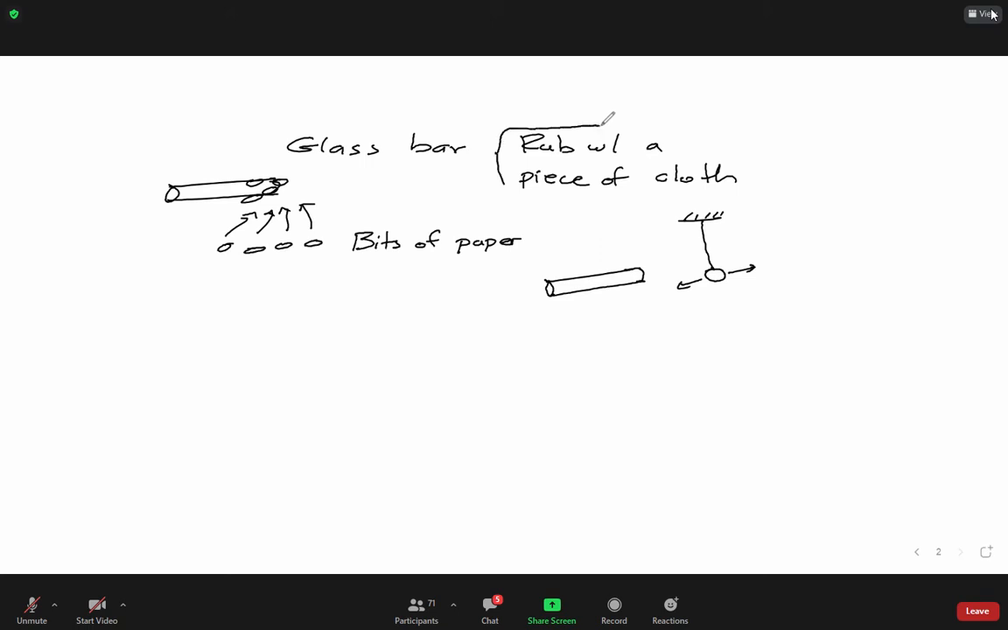But these phenomena happen only when you rub this with a piece of cloth. If you just bring a glass bar, nothing is going to happen, right? There's not going to be a force between the bits of paper and this aluminum foil ball. So we can ask, what kind of force is this?